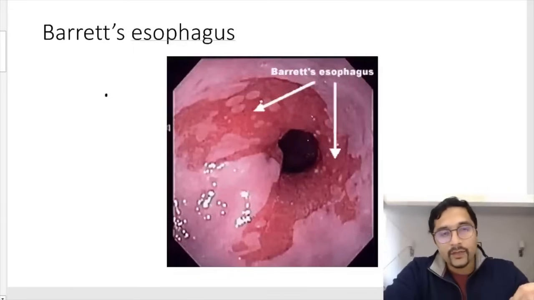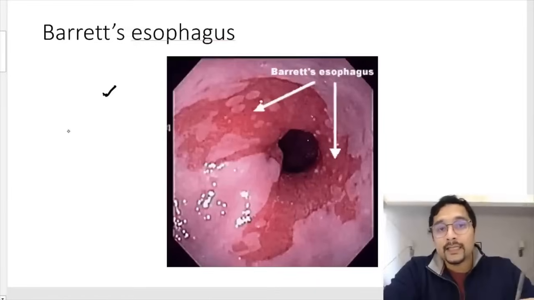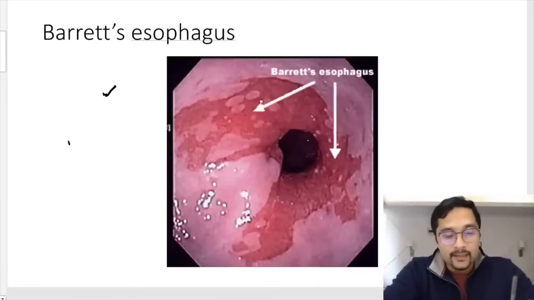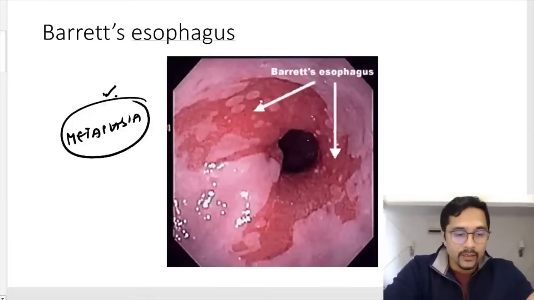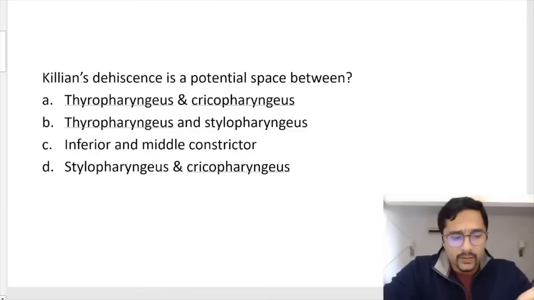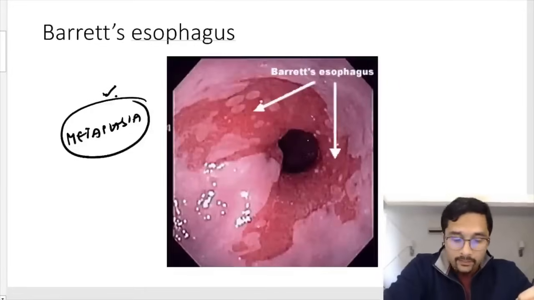This is Barrett's esophagus. This image has also been asked. You know, Barrett's esophagus is a dysplasia or metaplasia? That is correct. This is metaplasia. This is metaplasia of squamous epithelium to columnar epithelium. And this is also known as specialized intestinal metaplasia.